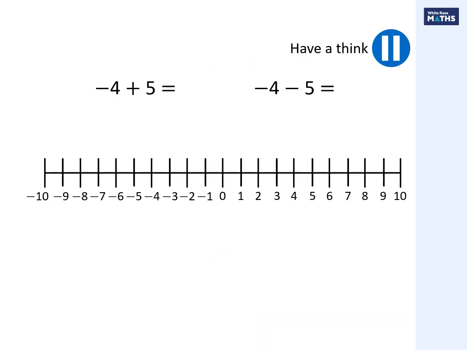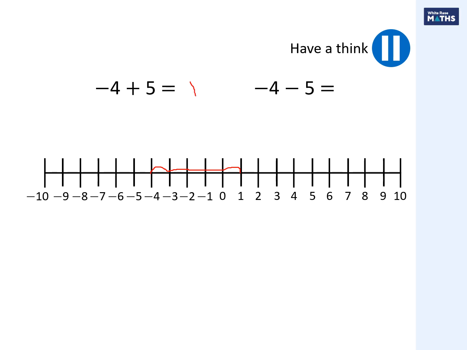Okay, so next question, guys. Pause the video now, have a think, and then press play when you're ready. So -4 plus 5. So I start at -4 and I'm adding 5. So I'm going to the right. So 1, 2, 3, 4, 5. So it's going to be +1 or just 1.